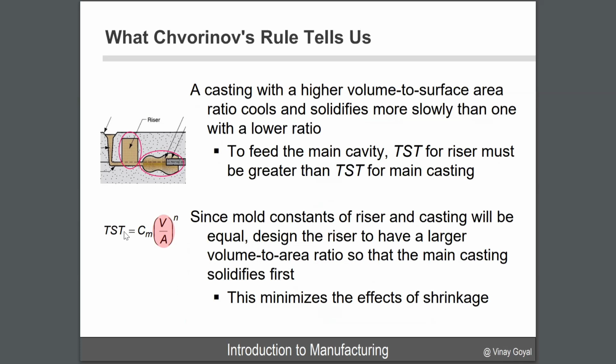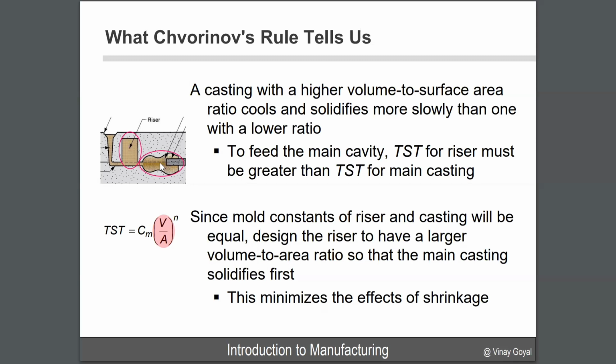And it's going to be slower than one that had a lower ratio. So to feed the main cavity, the time to solidify for the riser must be greater than the time to solidify for the main casting. You want to make sure you're not solidifying this too quickly. You want the time to solidify for this to be greater than for this. Otherwise, you'll have an issue.